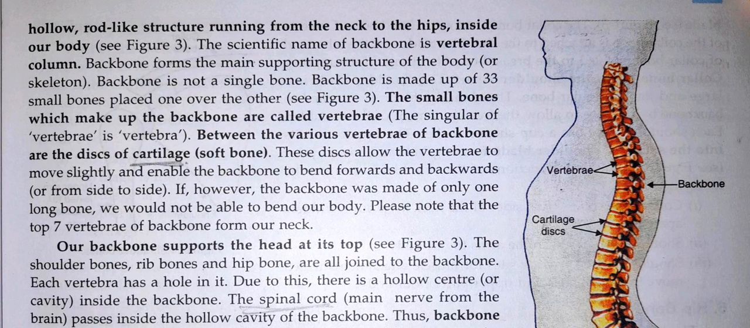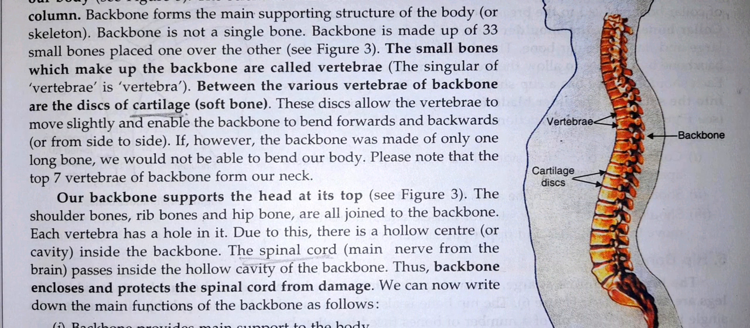It is made up of 33 small bones, one over the other, and the small bones which make up the backbone are called the vertebrae. See, these small bones, like this, a total of 33 bones are there, and they are known as the vertebrae. Between the various vertebrae of the backbone are discs of cartilage. उसके बीच में cartilages की disc आती है. And these discs allow the vertebrae to move slightly and enable the backbone to move backward and forward.